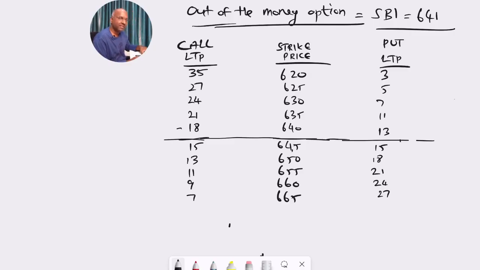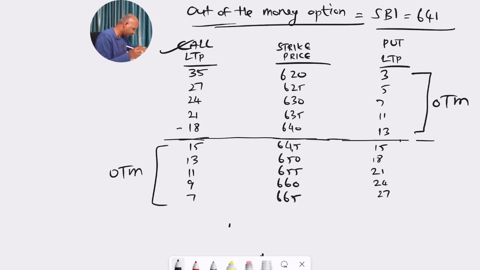Now let's discuss the out of the money options. If you look at the option chain, for the call option, all the strikes above the current market price are called out of the money options, and all the strikes below the current market price for a put option are called out of the money options, right?